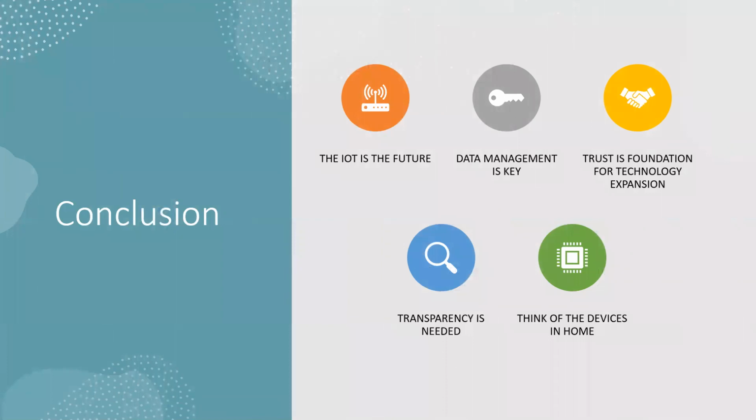So in conclusion, what I learned is that the Internet of Things is the future, data is expanding, but data management is key to maintaining the expansion of that infrastructure. Trust is another foundation. Users aren't going to want to use products if they do not trust the companies. Transparency is very important and completely needed by the companies, which is why I conclude that potentially future legislation is necessary. And also take the time to think about the Internet of Things devices in your home. How many do you have? And how much data do you think those companies are ultimately collecting on you?